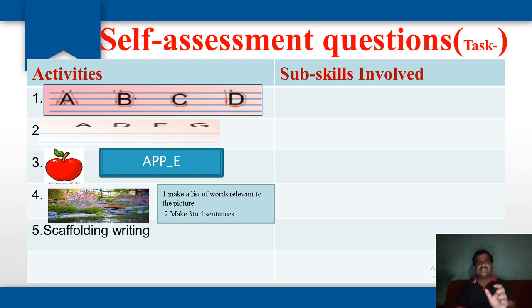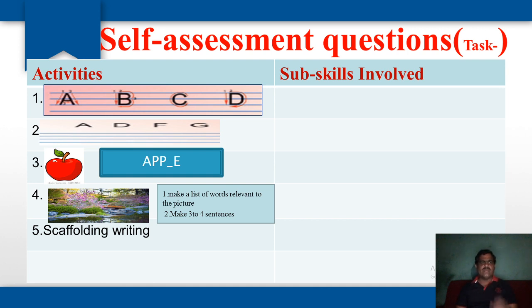Some alphabets are there, strokes are there. If a child is writing these things, what sub skills are involved? Second, the alphabets are there, no strokes, only the space is given, 4-line space. So they have to write it. What sub skills are involved? Then a picture is given and the name of the picture is also there. In the name of the picture, one alphabet is missing. That missing letter is to be filled by the student. So what type of sub skills are involved?